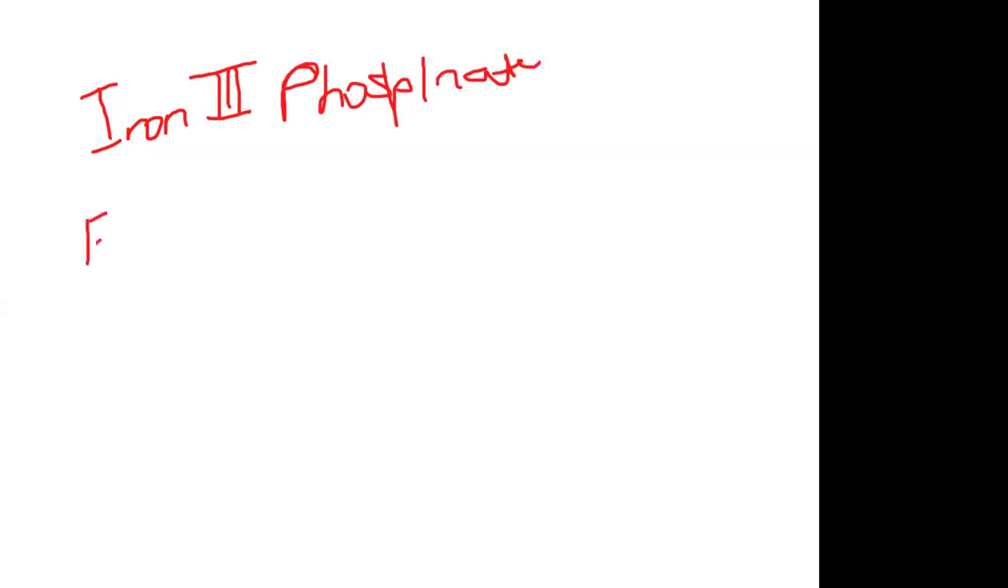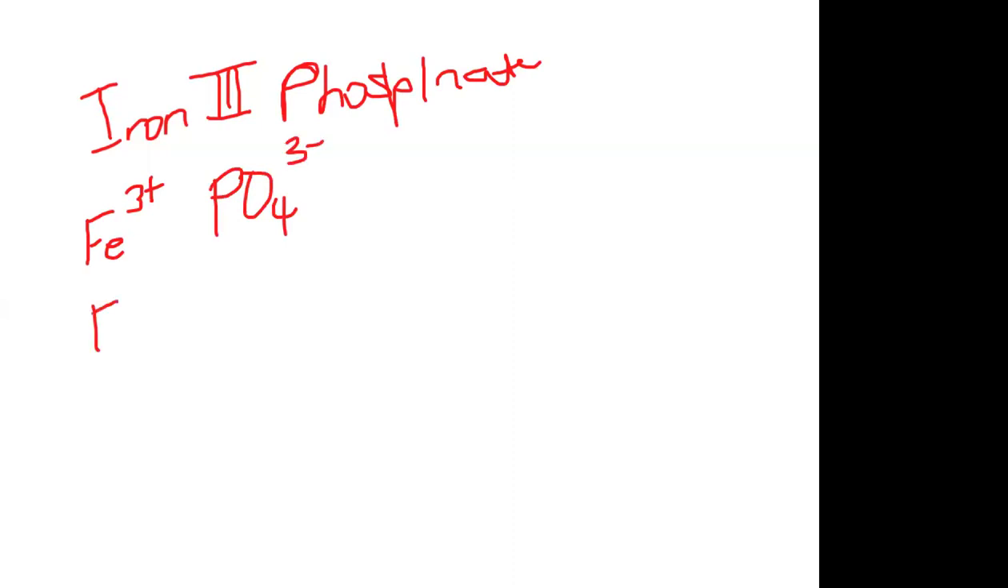All right, so we have iron 3, and we're going to use phosphate. Iron 3 is Fe3 plus, and we have phosphate ion, which is PO4 3 minus.